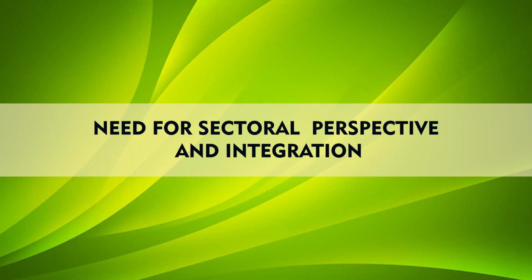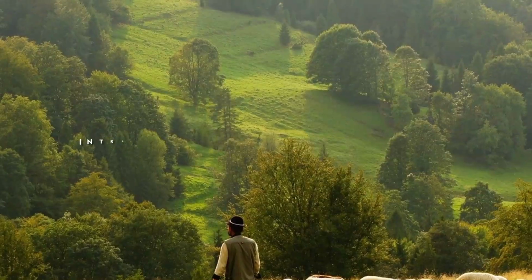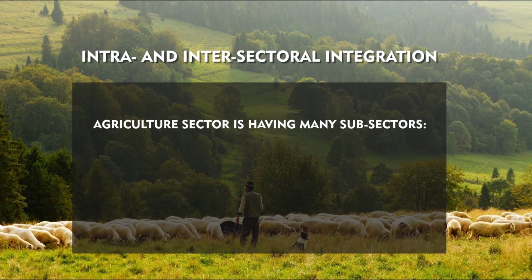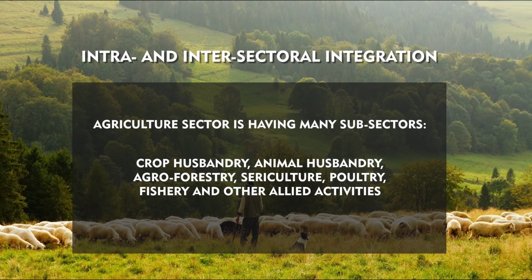Now, the need for a sectoral perspective and integration. Let us understand the composition of the agriculture sector. Basically, the agriculture sector has many subsectors like crop husbandry, animal husbandry, agroforestry, sericulture, poultry, fishery, and many other allied activities like beekeeping. So agriculture is basically a very big sector, with different types of activities and different types of enterprises.